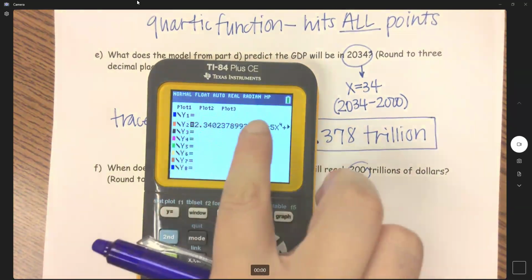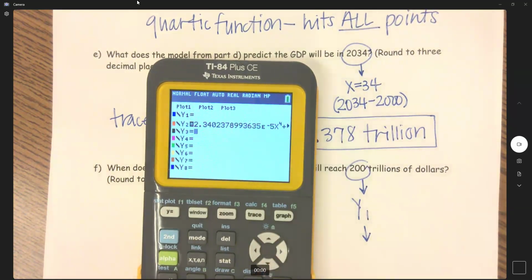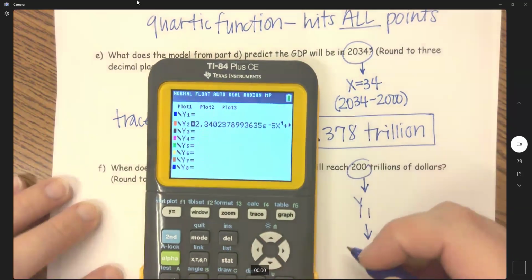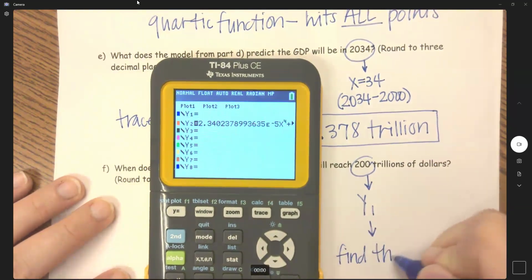If I hadn't cleared that X cubed, you could put this in as your Y3. Doesn't matter which Y you put it in. You can pick Y to the 8th if you want. Just put it in some Y. So I'm going to put this in Y, and then I'm going to find the intersection.